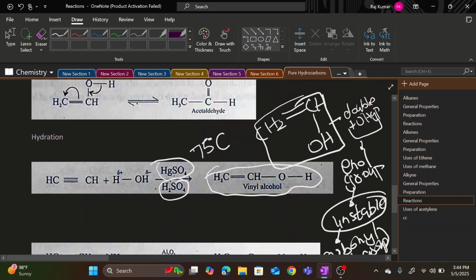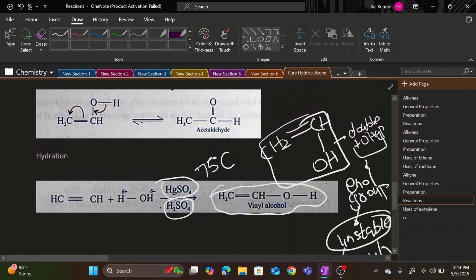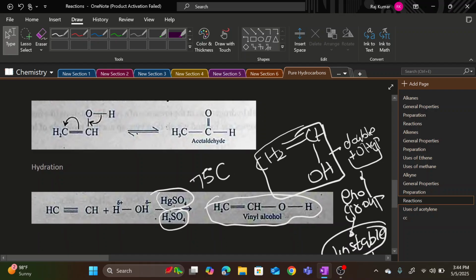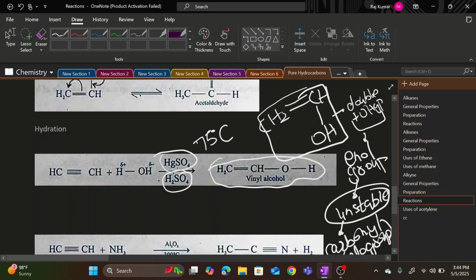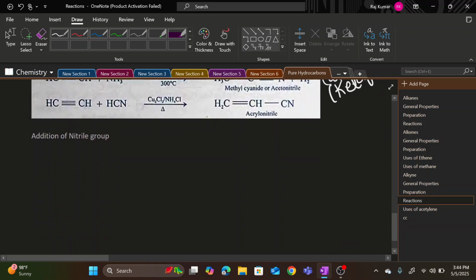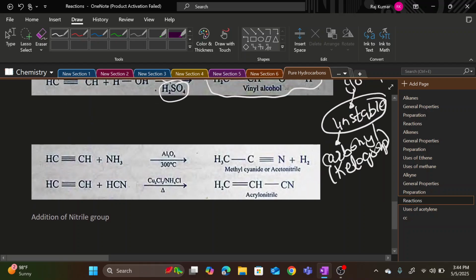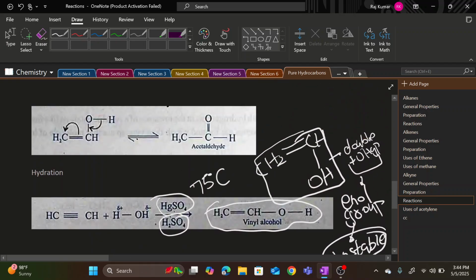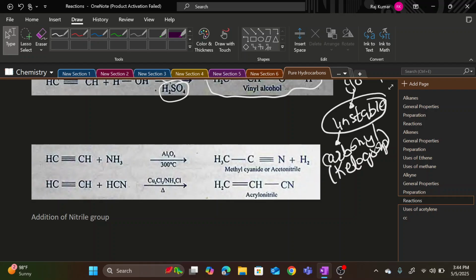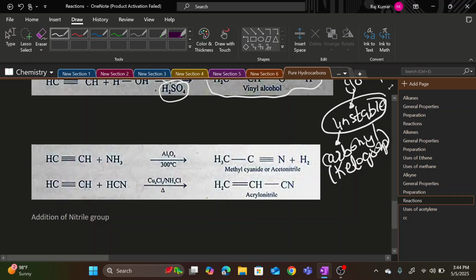So if it is vinyl alcohol, then it's going to form the acetaldehyde. But if it's having a greater number of carbon atoms, then it's going to form the ketones. Lastly, we have the addition of nitrates. Not lastly, but these are the addition reactions. After that, we have oxidation reactions as well.